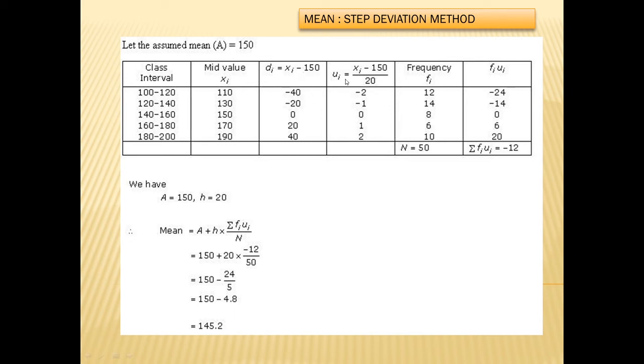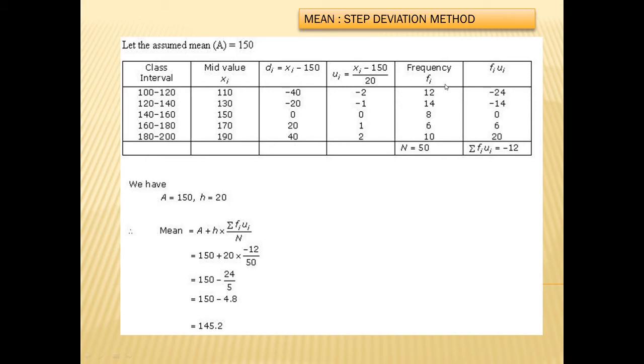After that, how to find ui? Ui is nothing but whatever di you are getting, all those numbers divided by the class length. All these numbers are divided by the length of the class. What is the length of the class? 100 to 120. The length of the class is 20. So divide each and every number by 20, then the result is this: -2, -1, 0, 1.